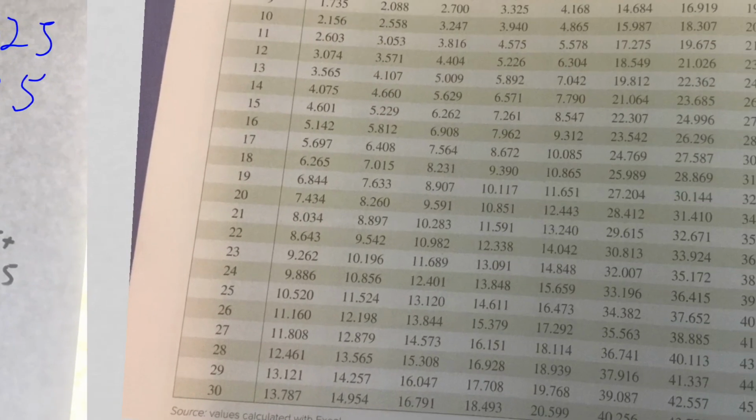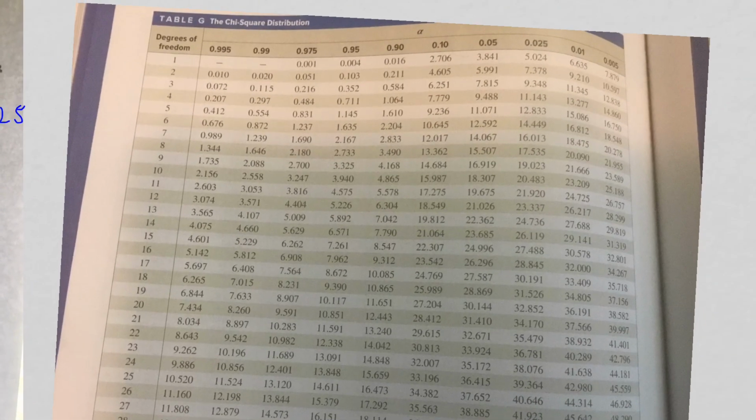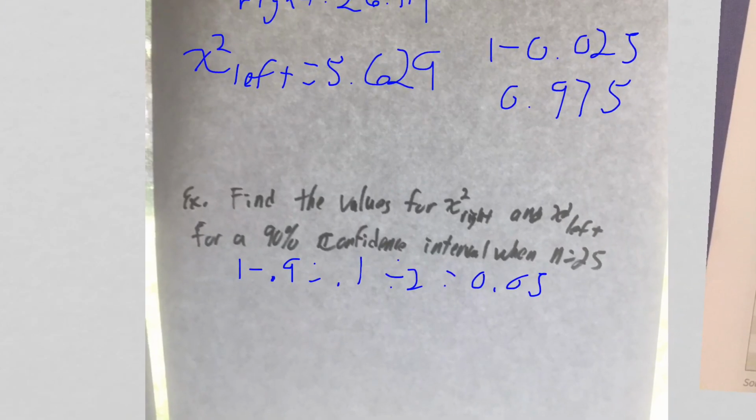So we're going to go over to 24 and the 0.05, which would give us our chi-squared right at 36.415. So chi-squared right is 36.415.